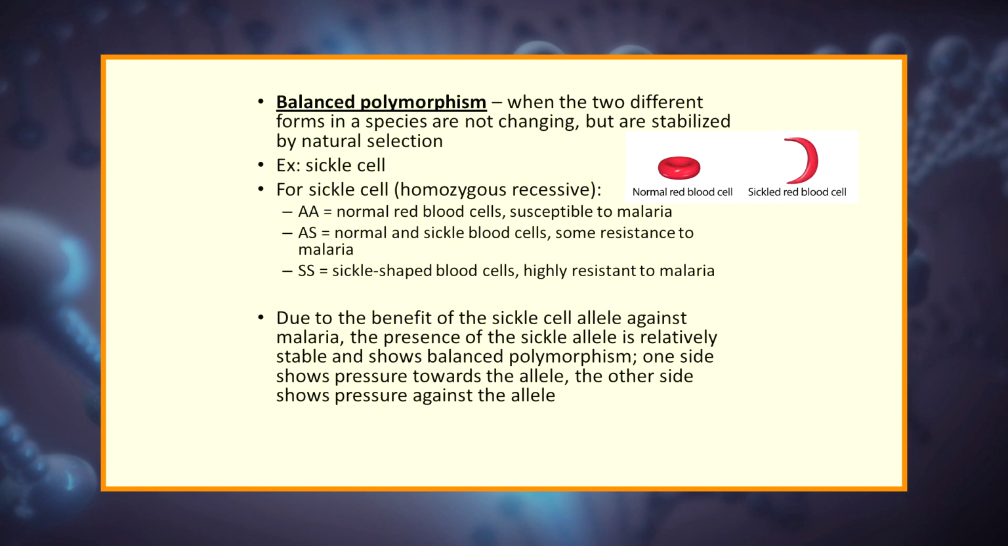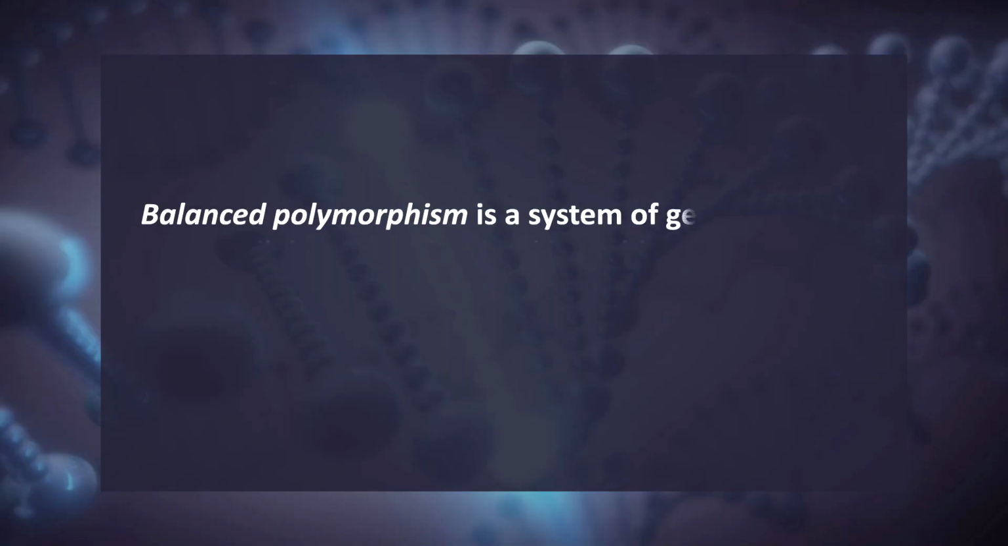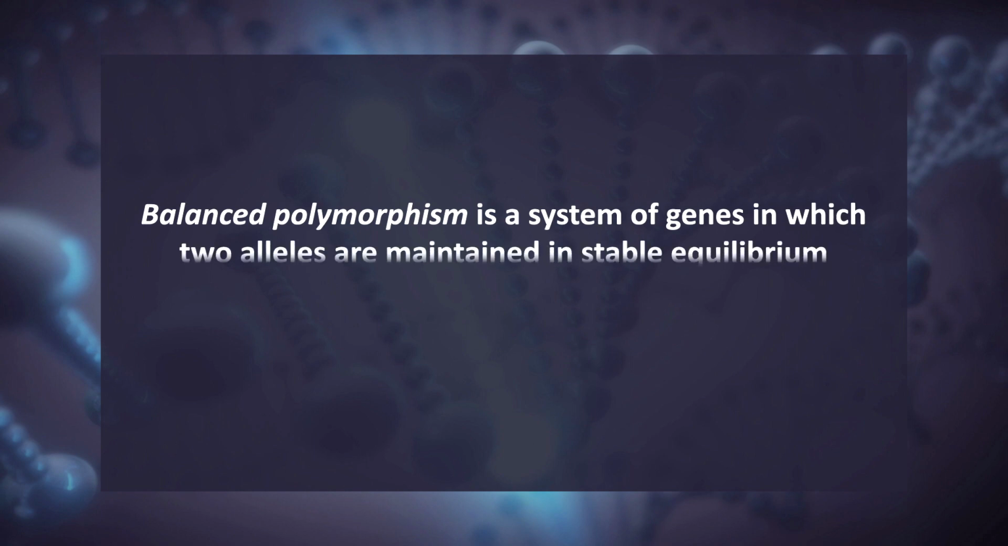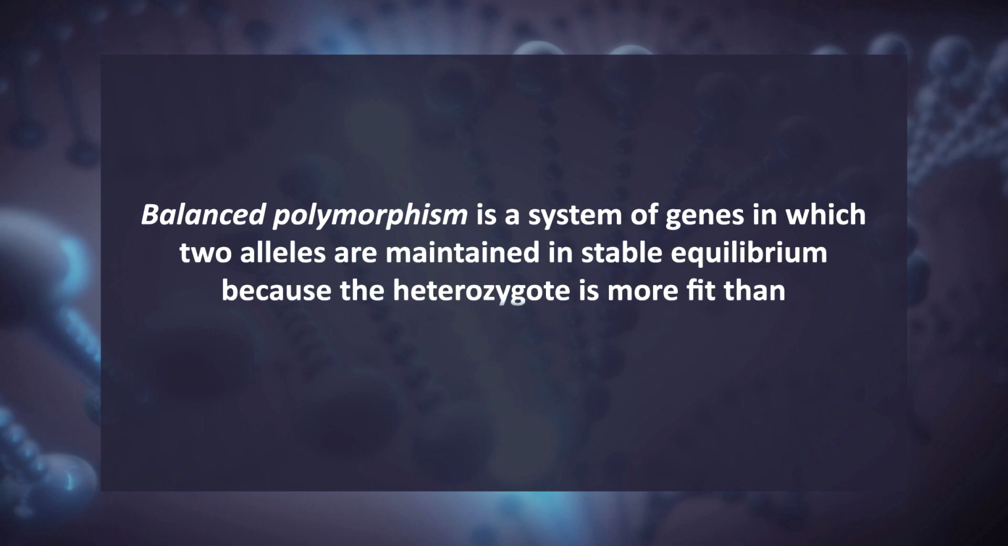whereas balanced polymorphism, on the other hand, is a situation in which two different versions of a gene are maintained in a population of organisms because individuals carrying both versions are better able to survive than those who have two copies of either version alone. Balanced polymorphism is a system of genes in which two alleles are maintained in stable equilibrium because the heterozygote is more fit than either of the homozygotes. Hence, the difference between transient and balanced polymorphism is based on how the alleles behave.